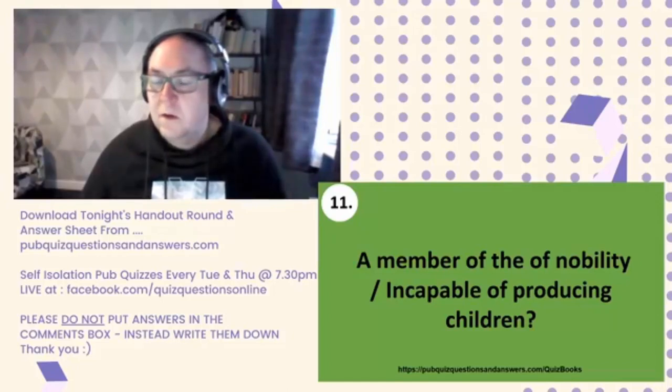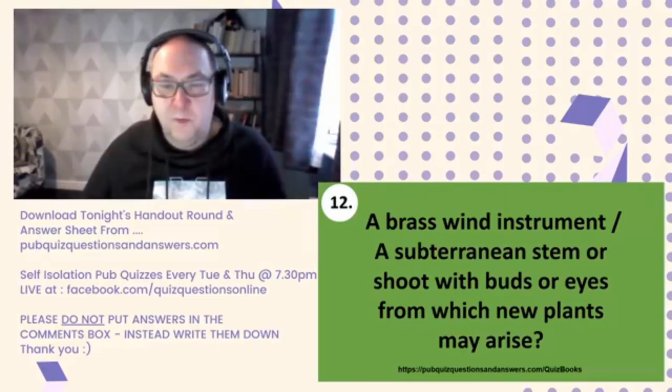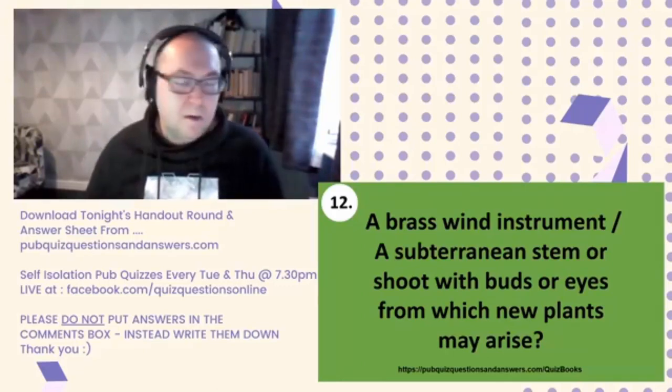All right, next one. Question number 12. If I'm going too fast for you on any of these, don't worry, you can skip back and have a little look over them. Number 12, a brass wind instrument is one of the words, and the other one is a subterranean stem or shoot with buds or eyes from which new plants may arise. Again, two words that sound the same but are spelt differently. We want both spellings, please. That's number 12.